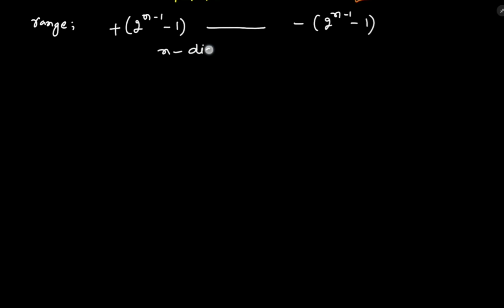The range of 1's complement can be given as 2 raised to the power n minus 1 minus 1 to minus 2 raised to the power n minus 1 minus 1. So this is the range of binary numbers that can be represented if we have n digits using 1's complement representation. Now talking about the 2's complement, the 2's complement is equal to the 1's complement plus 1.